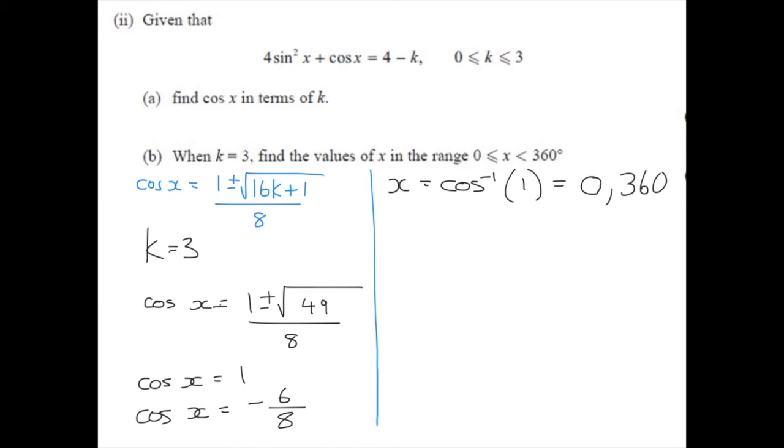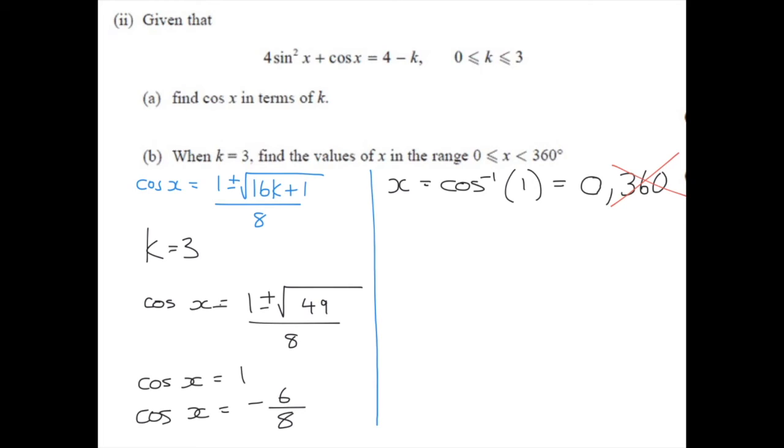So I've written down, first of all, the value for when cos of x equals 1. So taking the inverse cos of 1, we're going to end up with 0. And you might think to write 360, but just be careful. Look at the range that we have here. It's more than or equal to 0, but less than 360. So 360 is not a solution in our range.